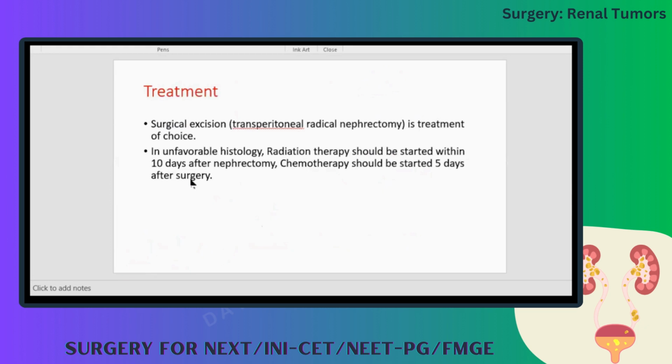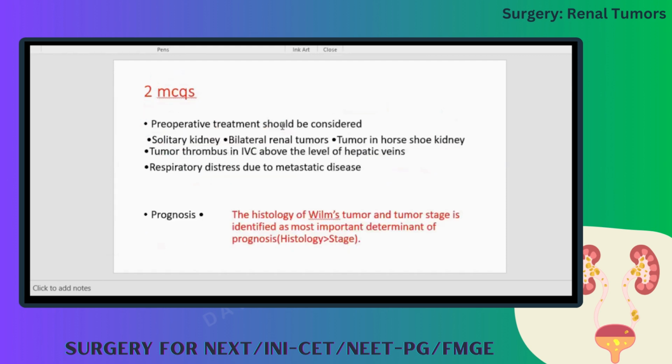Okay. So surgery. There is no partial nephrectomy here. Surgical excision, that is radical nephrectomy. It is the treatment of choice.